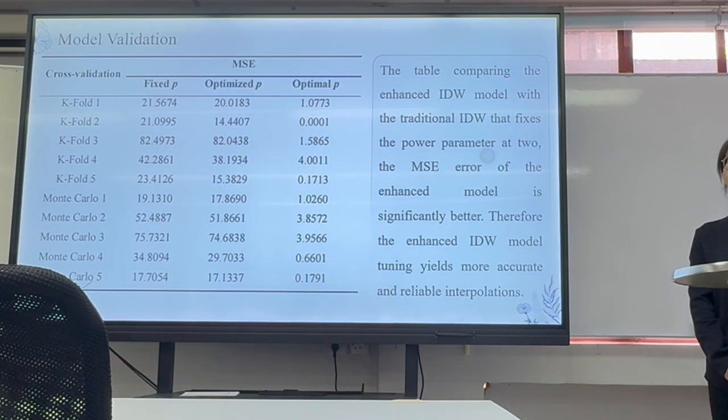Okay, one last question. Your gradient descent algorithm, can it converge to local minima? Local minima? Not the global minima, but local minima. How do you avoid the situation of convergence to the local minima?